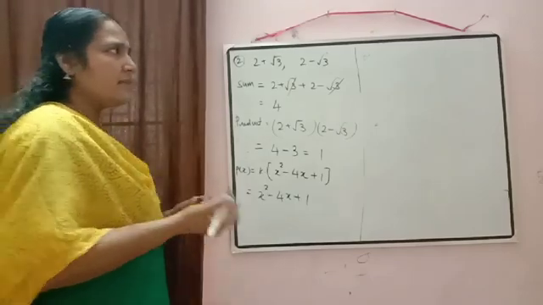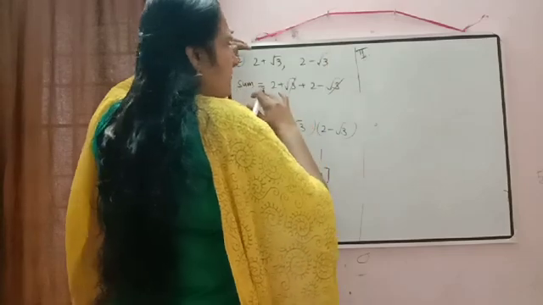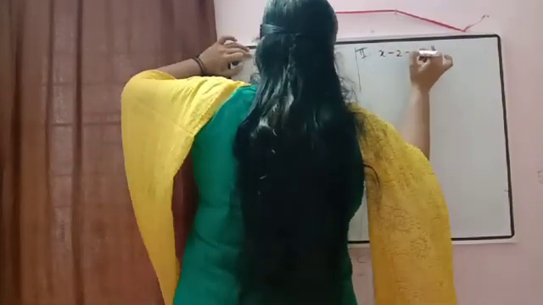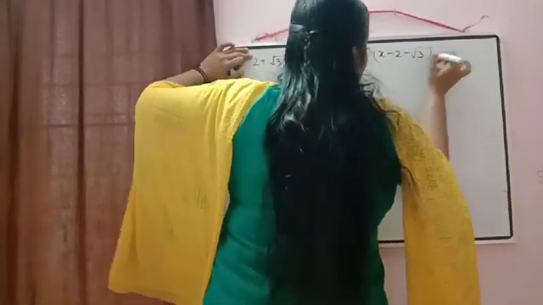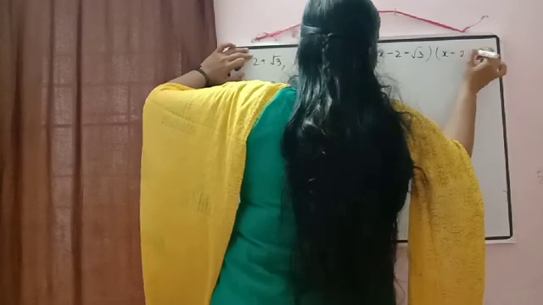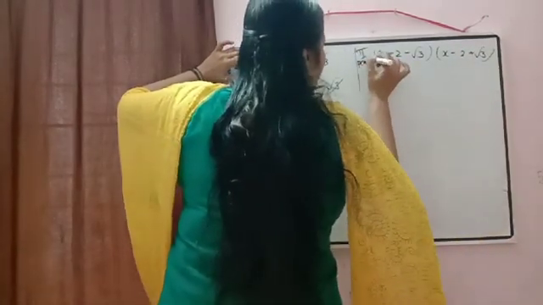Why is the second method difficult? I am explaining it to you now. The second method is, these are the two zeros. When we are writing the factor, we have to change the sign. Then our factors will be x minus 2 minus root 3 and x minus 2 plus root 3. This is the polynomial p of x.